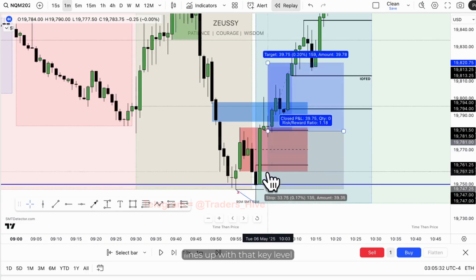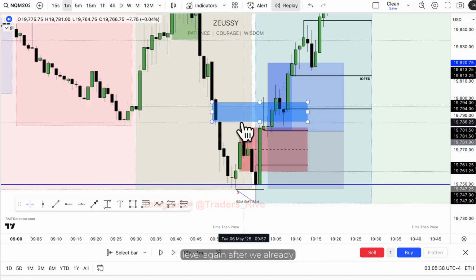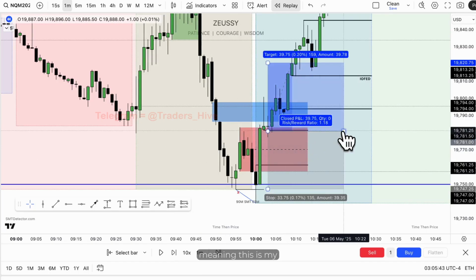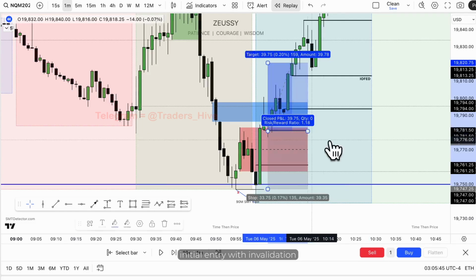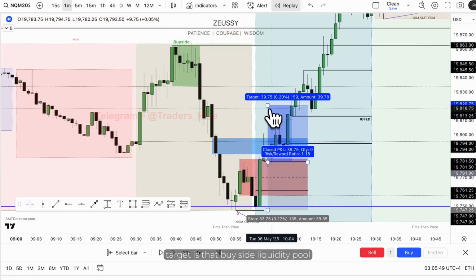Notice that this lines up with that key level right here. I would never want to see the market trade below that key level again after we already saw the reversal sequence in play right here. Meaning, this is my initial entry with invalidation. Target is that buy side liquidity pool.